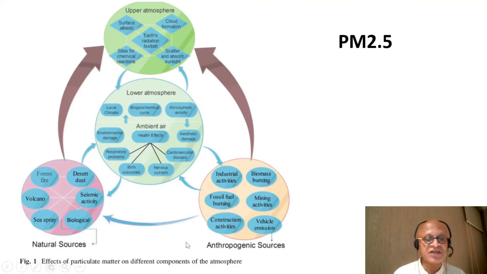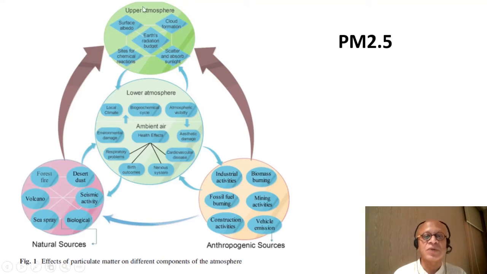So similarly, effects of particulate matter on different components of the atmosphere are shown here. In the upper atmosphere, it affects albedo, cloud formations that we already talked about, direct and indirect effects. So that affects Earth's radiation budget at the top of the atmosphere. They are parts of the chemical reaction processes in terms of providing surfaces, like for cloud condensation nuclei, and they can scatter and absorb sunlight and change radiation budget as well.